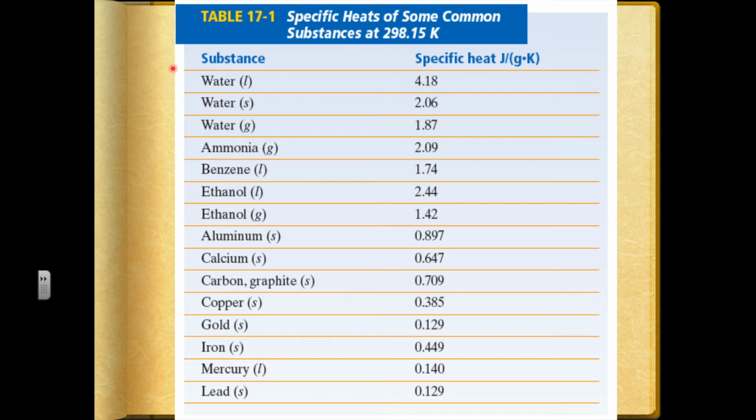So we have a bunch of specific heats here that are listed. These are intensive properties that don't ever change. So the water, as you can see, is very, very high with 4.18, and lead is very, very low. Now notice that water as a solid, also known as ice, is a little bit lower, and we'll talk about why that is a little bit later.